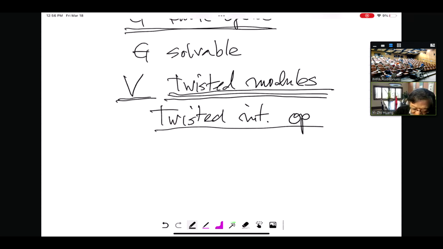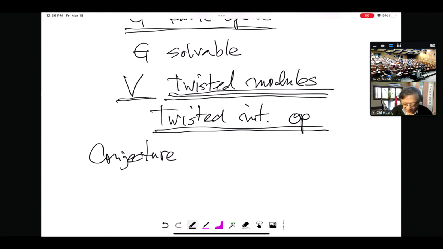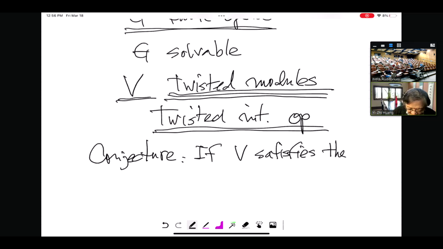So here's the first conjecture. Because I do not have a lot of time, I will not describe the detailed definitions of twisted module and twisted intertwining operator. Let me just formulate the conjecture. I actually have papers about these conjectures, so you can look at them. So the conjecture is the following: if V satisfies, let me just say the three conditions.